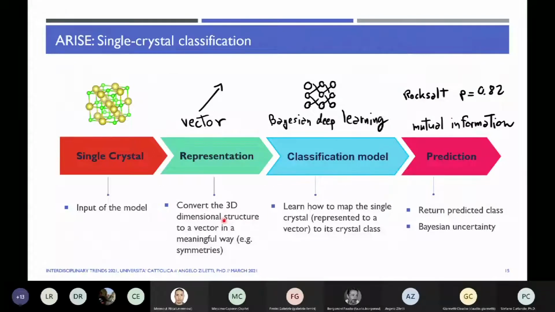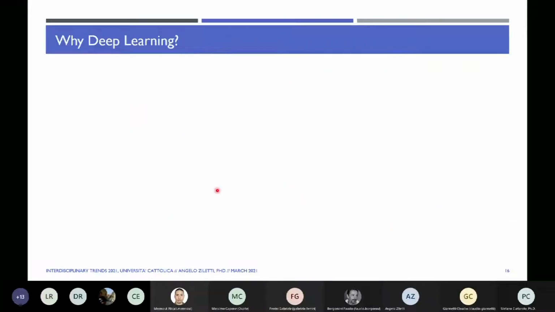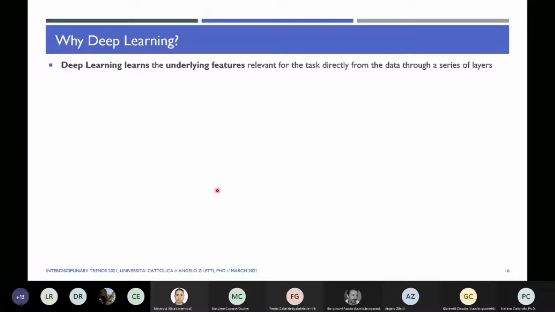So now we have single crystals, we built a training set. So which kind of model do we use? We use deep learning, and in particular Bayesian deep learning. So why do we choose deep learning? Deep learning uses neural networks with lots of layers, and that's what deep learning is. And why do we choose that? Because the good thing about deep learning is that it's able to learn underlying features from the task, and it does it automatically through a series of layers. So we get the input structure, and then the network will automatically calculate the representation through some nonlinear transformations, and then at the end arrive at the classification decision.